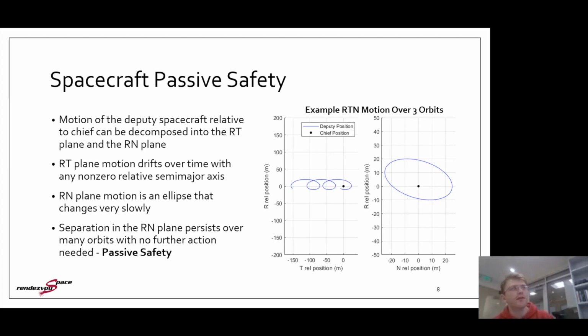We can see a large change in the along track position, but the RN position is a relatively stable elliptical shape. So in order to achieve this passive safety, we want to achieve a safe separation in the RN plane that will give us some separation that will not be changing quickly, as well as introduce some drift in the along track direction. That'll allow the spacecraft to get some breathing room from each other, and allow us to hopefully diagnose what is going on and have them back in working order soon.